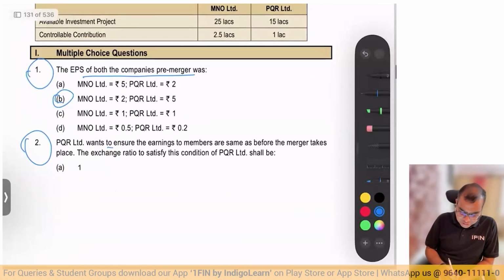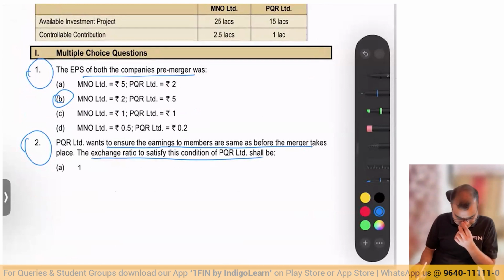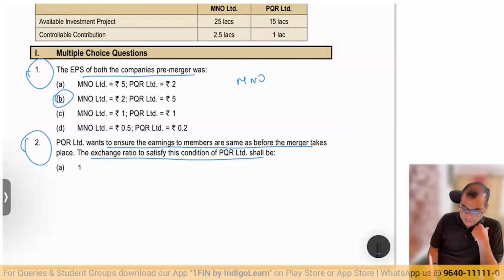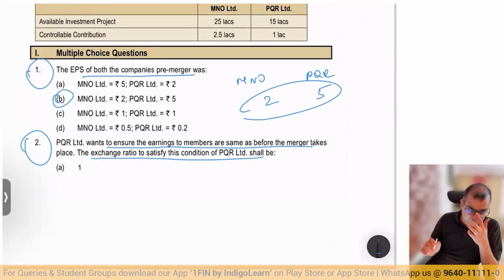Next, PQR wants to ensure the earnings to the members are the same as before the merger takes place. The exchange ratio to satisfy this condition of PQR shall be what? If you've taken AFM classes from us, I very clearly explain MNO and PQR. If the ratio of their earnings is 2:5, and post-merger there should not be any reduction in earnings, a fair exchange ratio is 5:2. Exactly ulta of this.